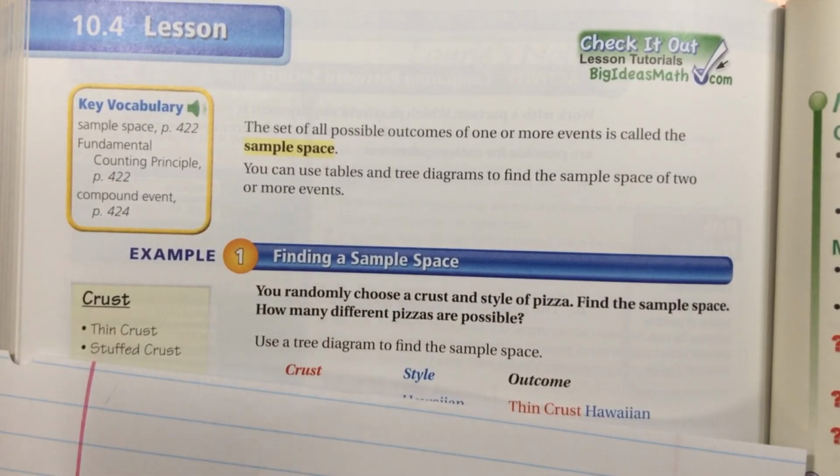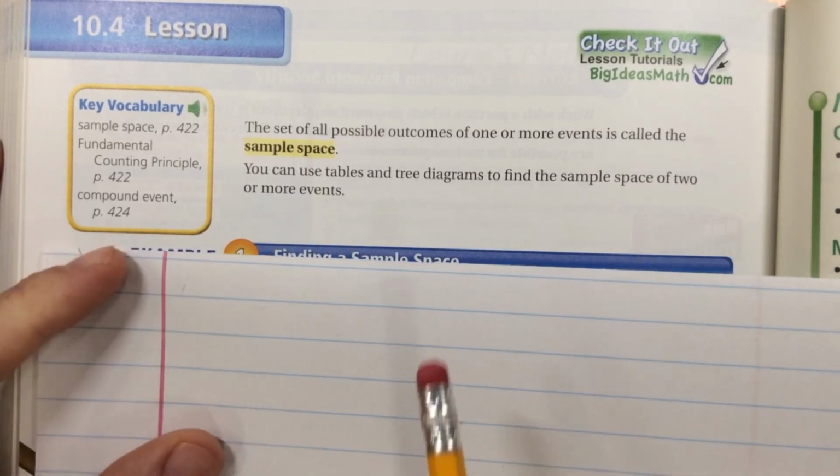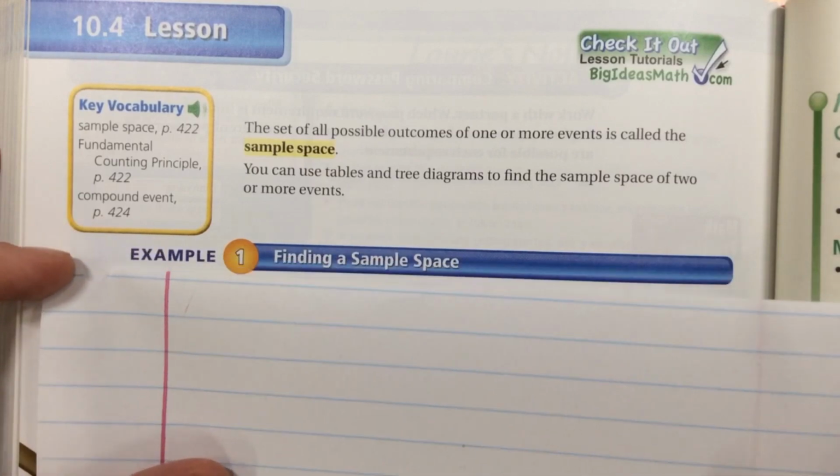So the sample space for rolling a die would just be 1, 2, 3, 4, 5, and 6. Those are all possible outcomes. But it's not quite so simple when we get into compound events.